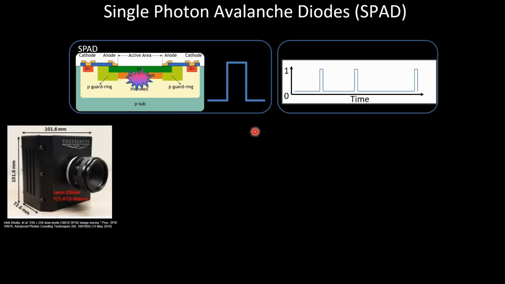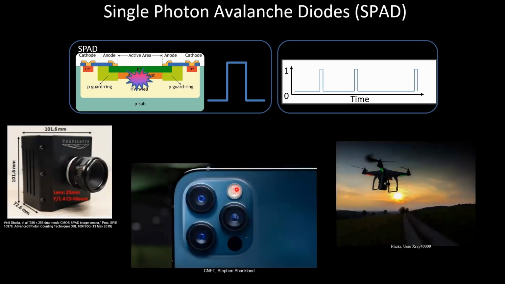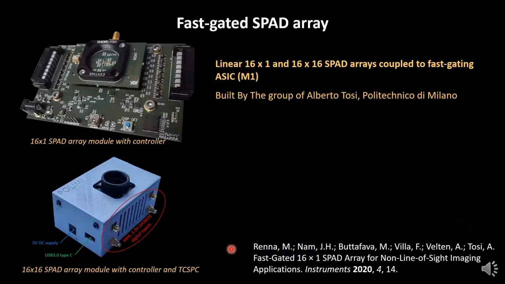So SPAD array cameras are in LiDAR systems. This is Voxtel. This is basically for automotive sensing. You can put them on drones. And the latest iPhone 12 and 13 have a SPAD pixel array for LiDAR on the phone, actually. I think it's a fairly high resolution, more than 100 by 100 pixels. So these SPAD arrays do exist. We just had to make one specific for non-line-of-sight imaging.